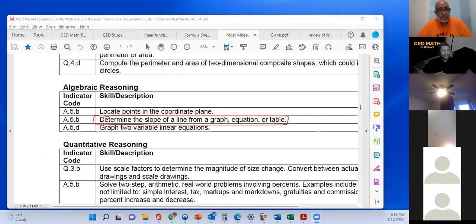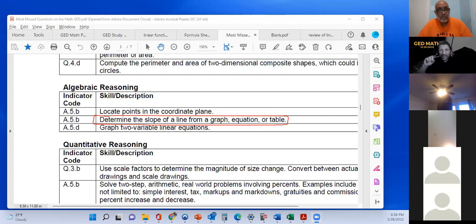Now, Mr. Tinsley, man, last week you did slope. Nine days ago you did slope. If you look at the most missed questions, look how many have to do with linear equations. This is the most important part on your exam. Linear equations will be 7 to 10 problems on your exam. That's almost 25%. If you have 10 problems, that's a quarter of your exam. This is why I spend so much time on linear equations.